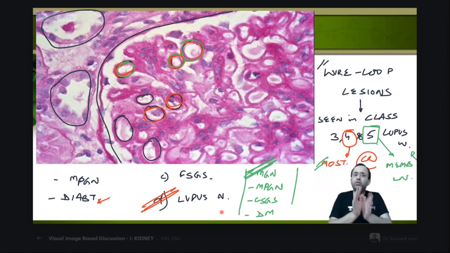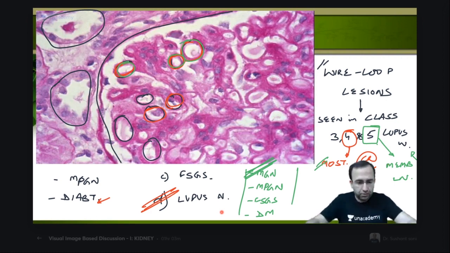So in this question, the best answer was lupus nephritis. If lupus is not given in the options, your second best answer is MGN, because class 5 lupus is a type of MGN. I hope everybody is okay with this. Shifa, this takes care of your query also. Give me a thumbs up if everybody is comfortable till this point.